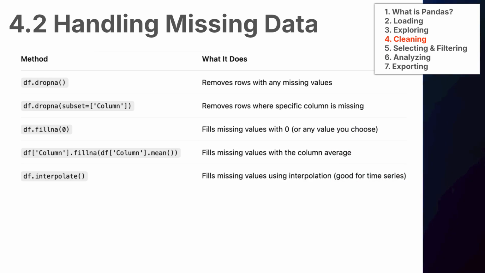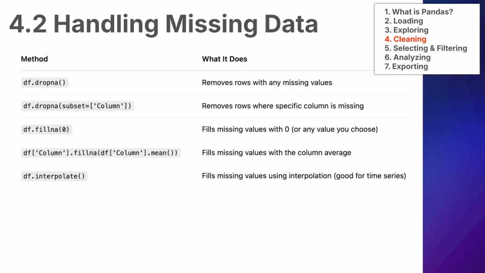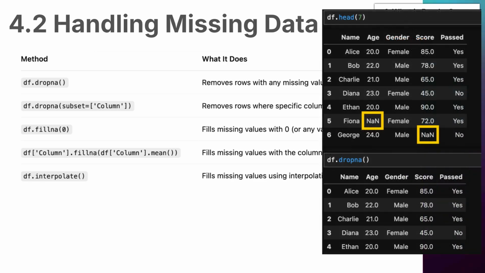First, drop NA. It removes any row that has even one missing value. For example, let's say you have student data with their age and scores. The number 5 and 6 students' age and score is missing. If you run drop NA, their rows get deleted. It's good when you don't want to deal with missing data. Also, you have enough data left after dropping.